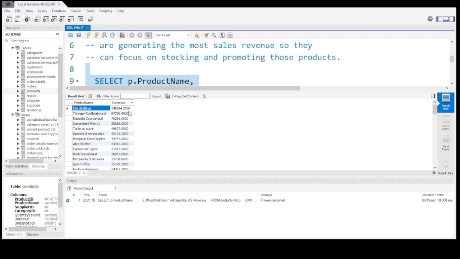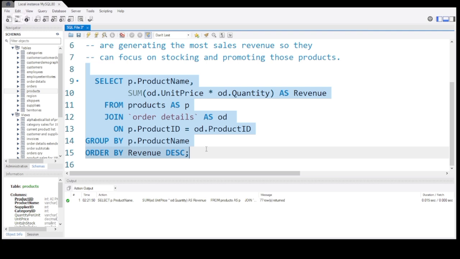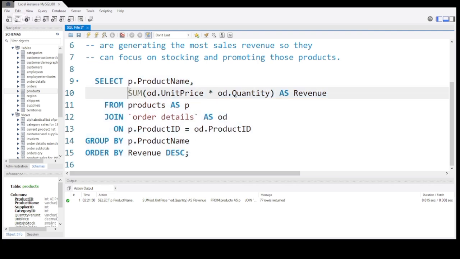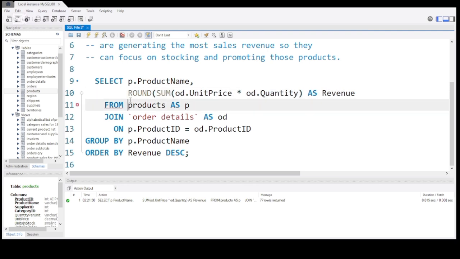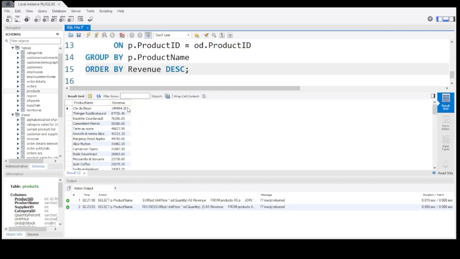Another thing I noticed is that this .2000 we can make neater by rounding it. You can round it like this. Let's round it to 2 decimal places. You put your parentheses and you run it again. Now we have it rounded. This will let my business owner easily access this result.